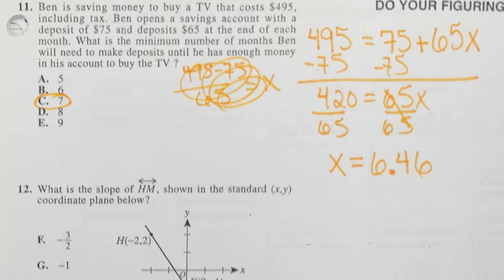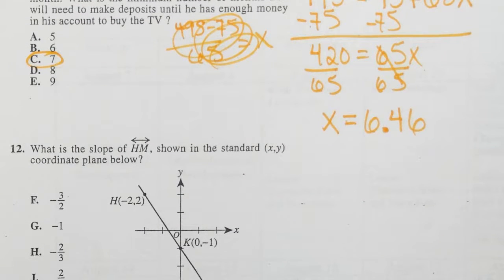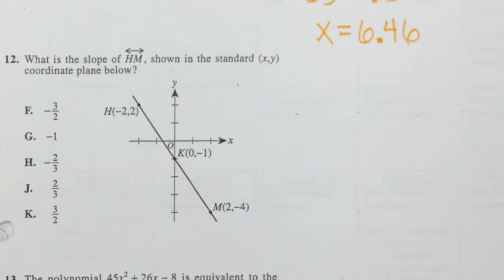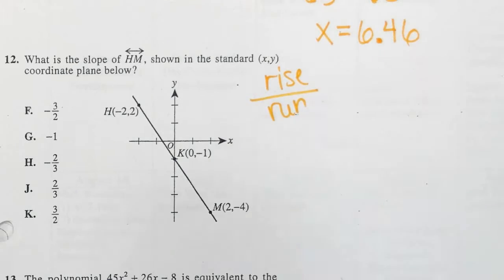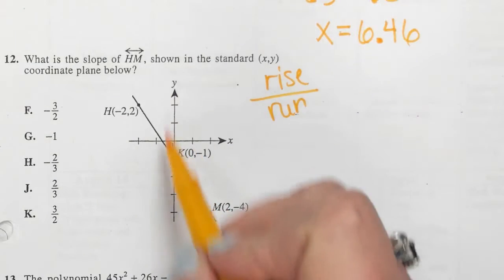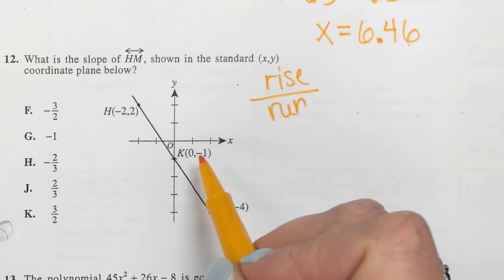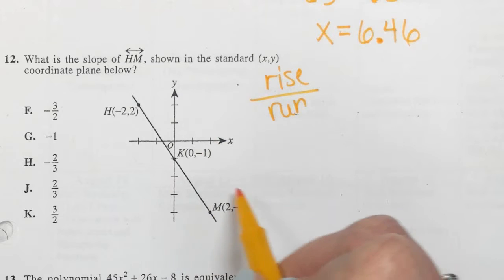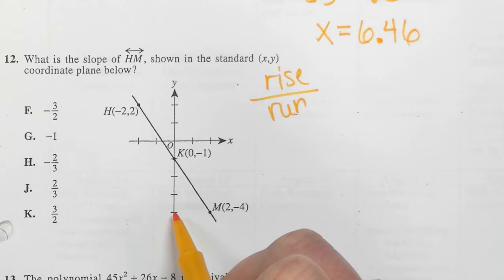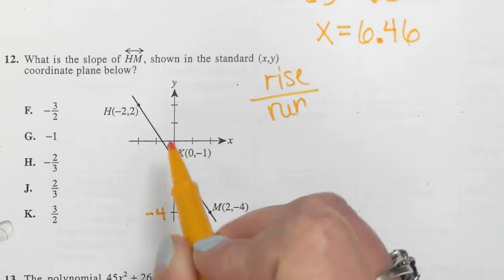All right, and then number 12 is kind of what we're doing today in class. It is slope, and what is slope? Rise over run. There you go. All right, but you don't get any numbers. Like, how are you supposed to know what this is counting by? How do you know? The points, right? So you see this point right here? So what would be this value? -4. And what's this point right here?